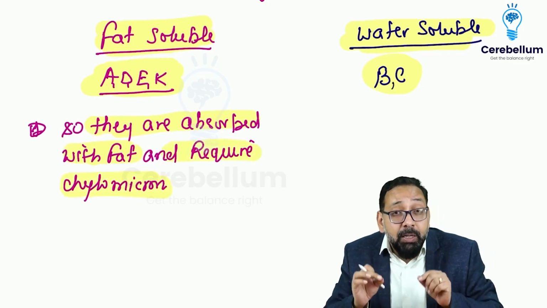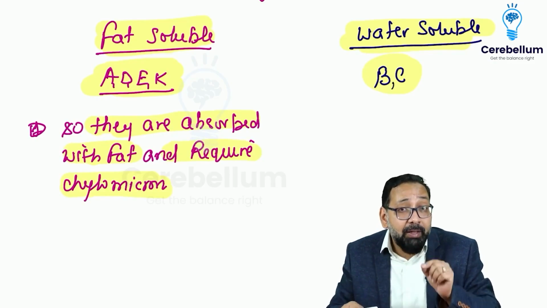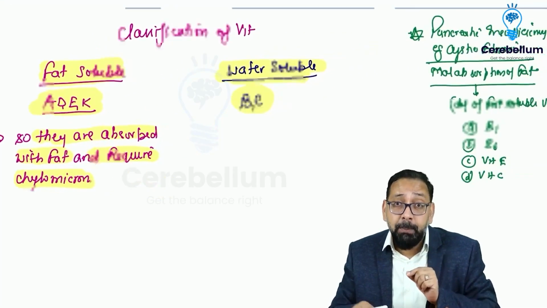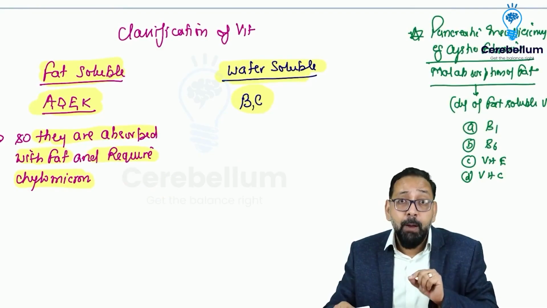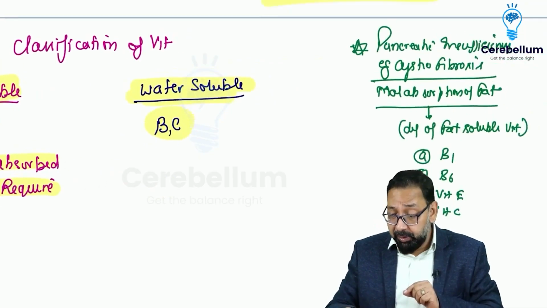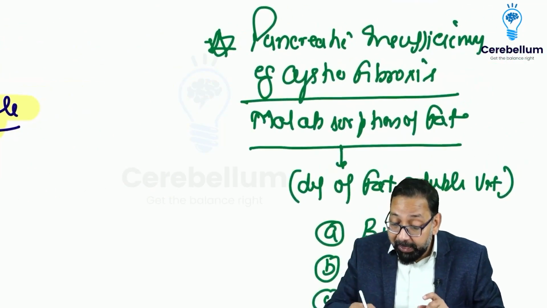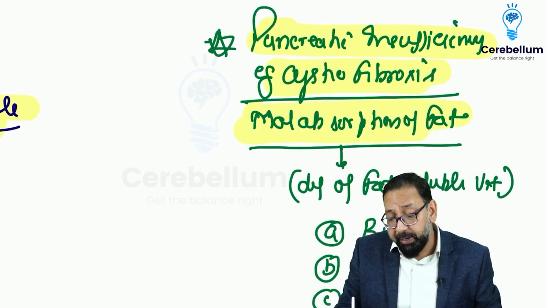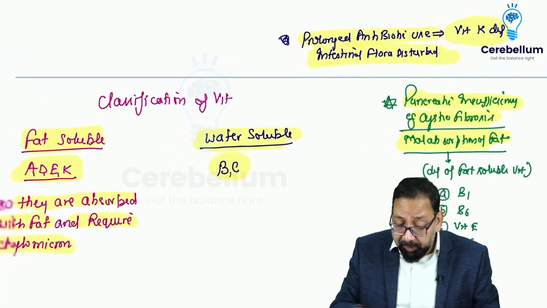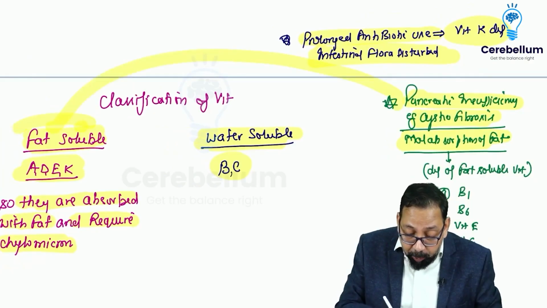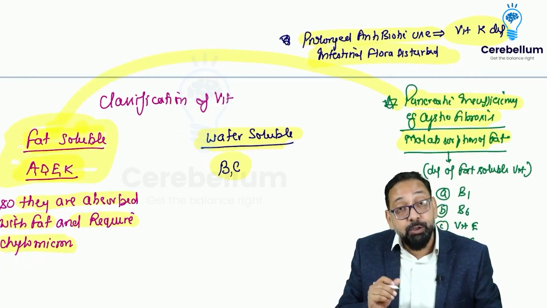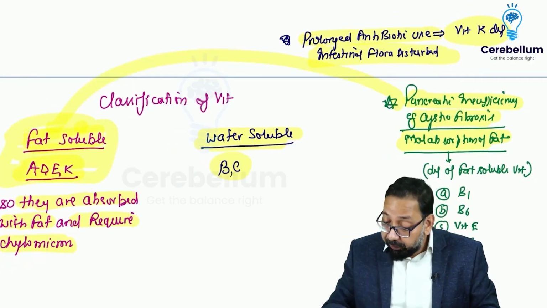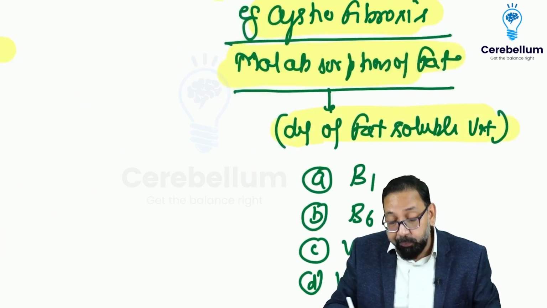So if there is a patient having a defect in fat absorption, fat malabsorption, pancreatic insufficiency is there. In the clinical scenario, they will tell you that pancreatic insufficiency is there. Example, cystic fibrosis. There is malabsorption of fat. If malabsorption of fat would be there, fat soluble vitamins will not be absorbed. So there would be deficiency of fat soluble vitamins.